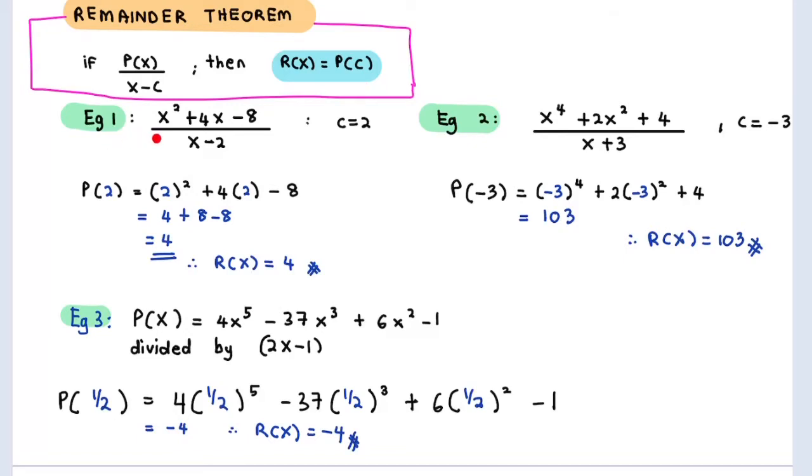Let's see example 1 here. x squared plus 4x minus 8 over x minus 2. From here, this is your polynomial and the denominator here is your divisor. Let's check what your c is. Let's solve this: x minus 2 equal to 0, therefore x is equal to 2. Then your c is also equal to 2. Let's straight away fill in. p(2) is equal to, put in your polynomial here, and then just solve, this is equal to 4. So when this is equal to 4, you can conclude that the remainder is equal to 4.